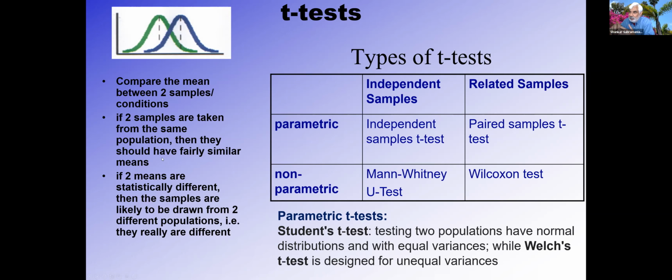You would expect, if the distribution or the population is the same, that they have the same means. If the two means are statistically different, then you know that they are likely to be drawn from two different populations. They are different. So how do you deal with this? You do what's called a t-test.